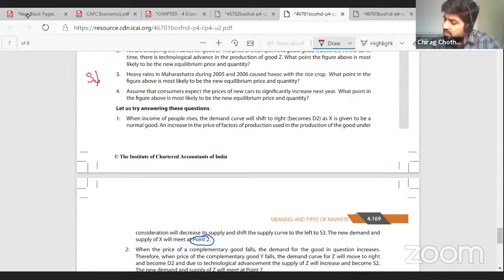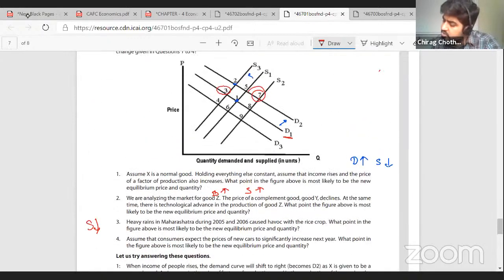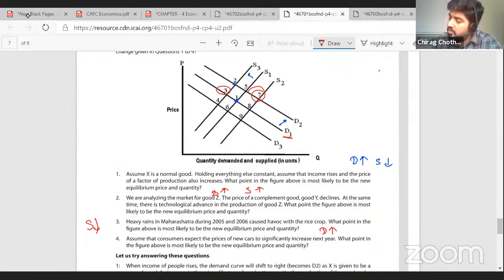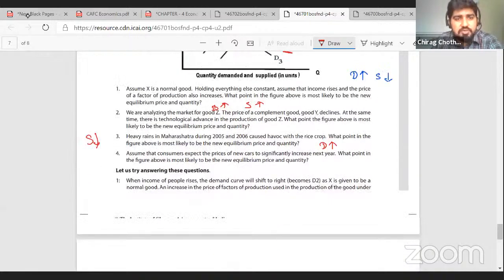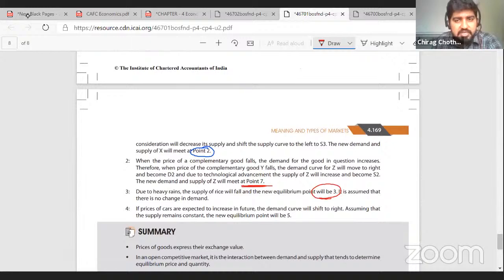Right? Let's have a look at the last question, students, here. Assume that the consumer expect the price of new cars to significantly increase next year. Next year they are going to see the increase in price. So right now they will demand more. What point in the figure? So there is increase in demand with the same supply. So supply remains S1, but there will be increase in demand to D2. So from D1 to D2. So we have to find out a point where D2 and S1 meet each other. That will be point number 5. Let's have a look at the answer, students, if it matches with our explanation. Yes, it does. It will be point number 5.